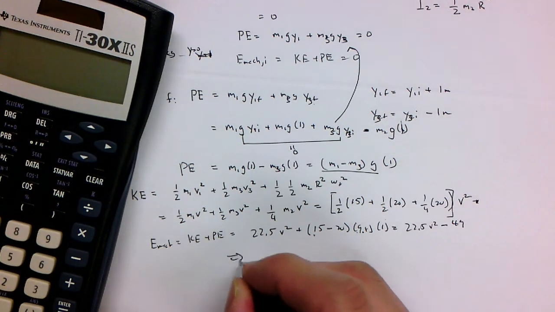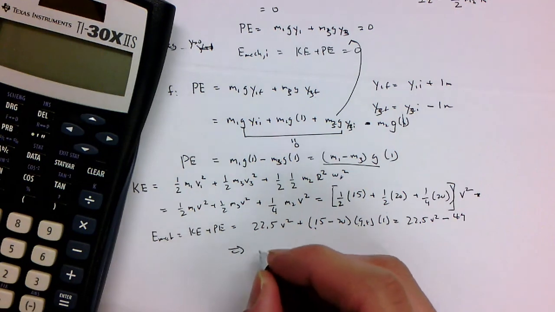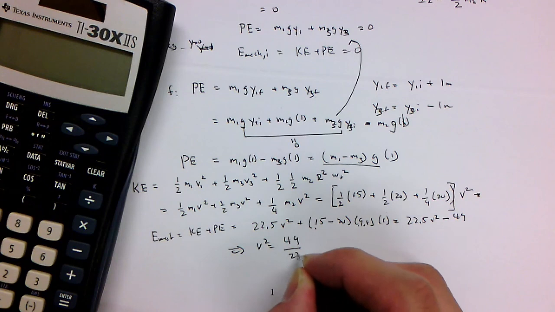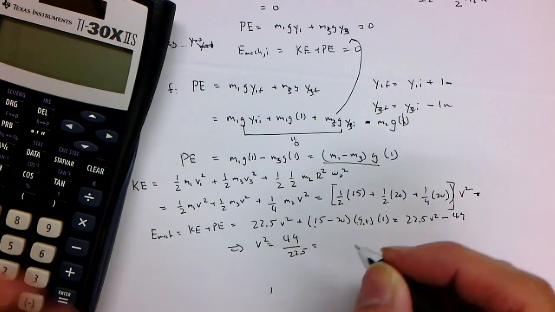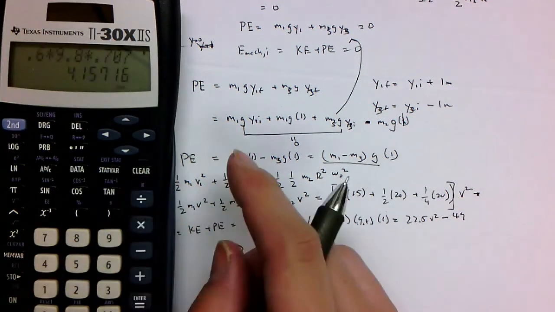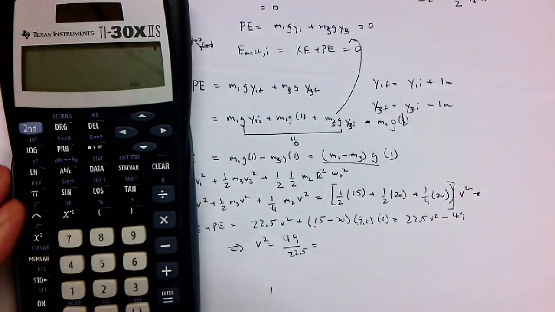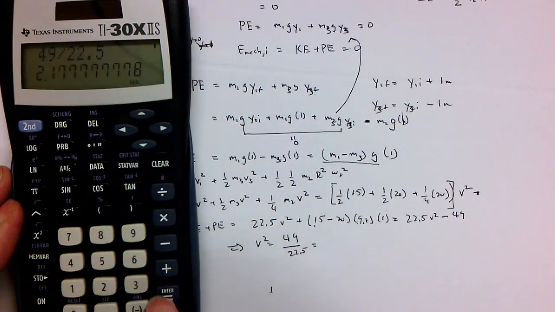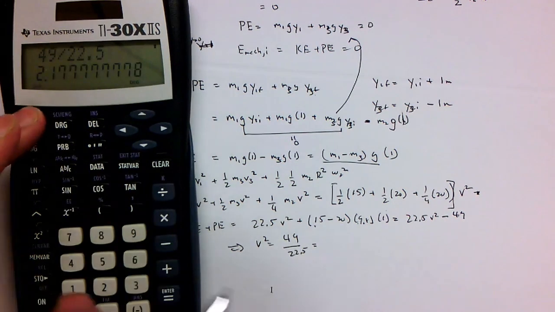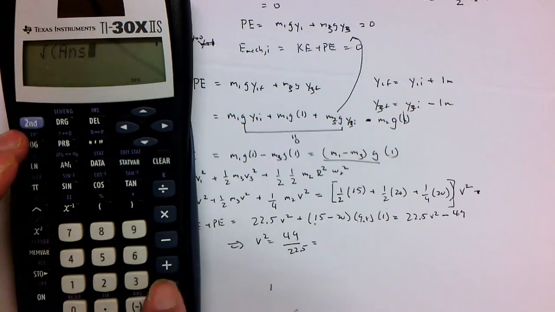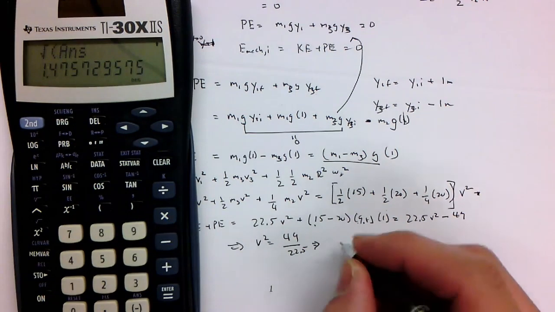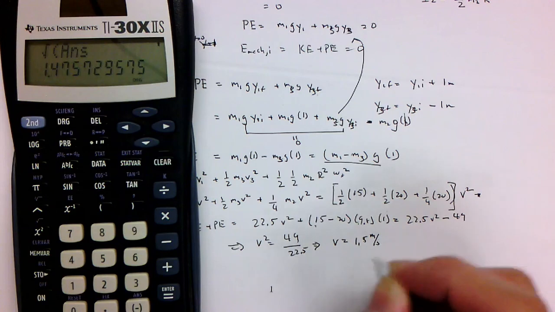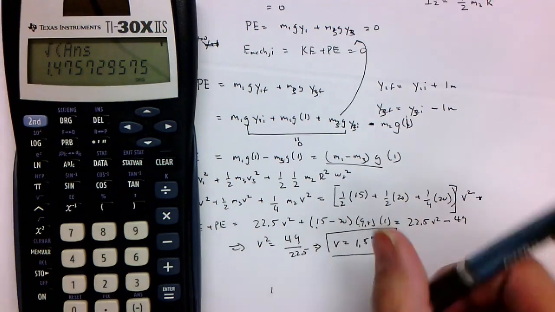So solving for this gives me v squared is equal to 49 over 22.5, which is equal to what? Let's bring out a trusty calculator here. 49 divided by 22.5 is basically 2.1. Let's take the square root of that, and that gives me that v is equal to 1.5 meters per second. Well, hope that was helpful.